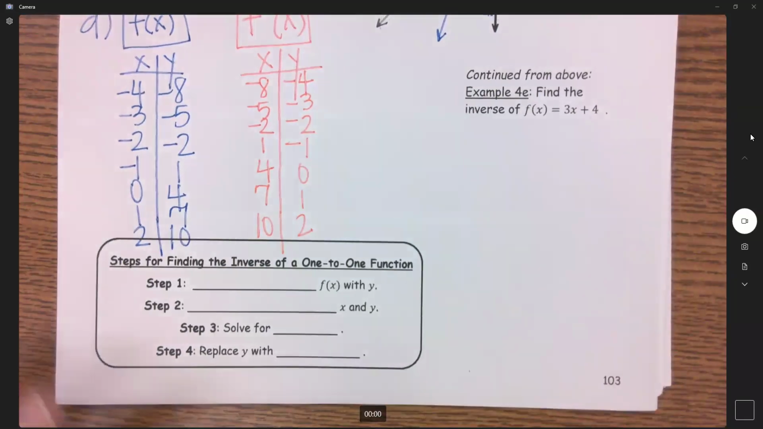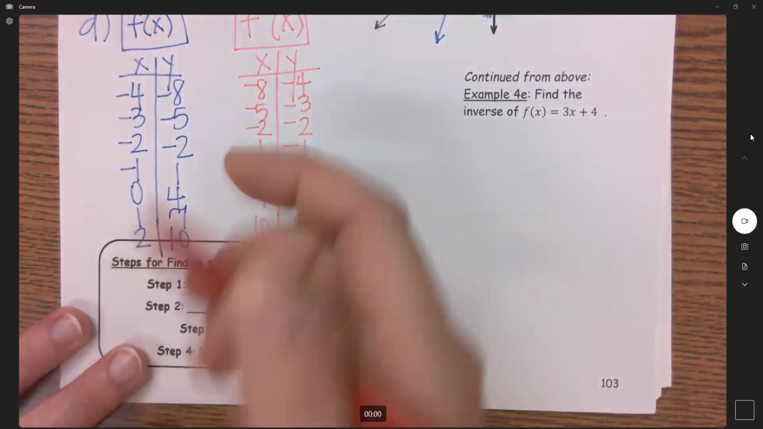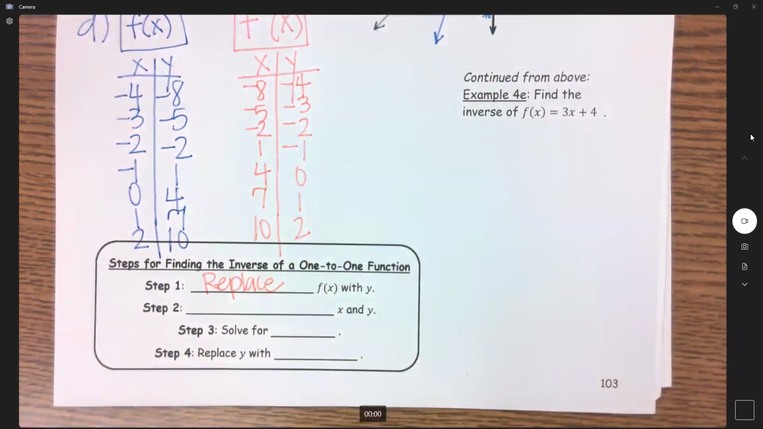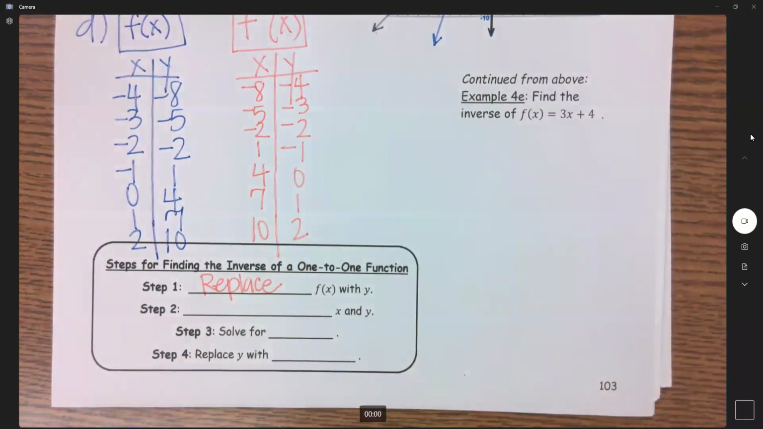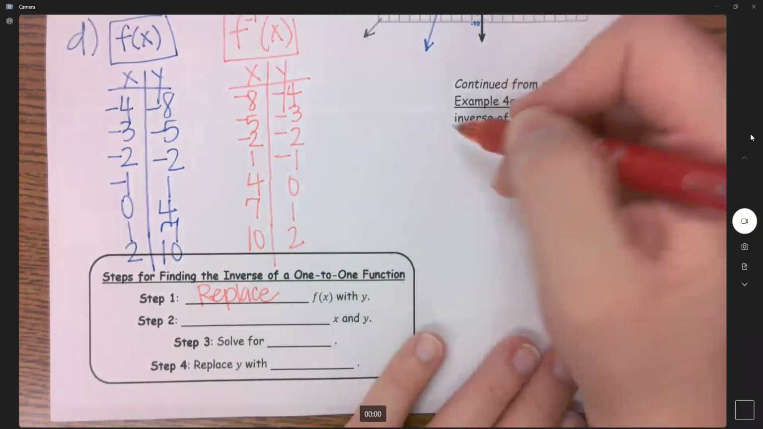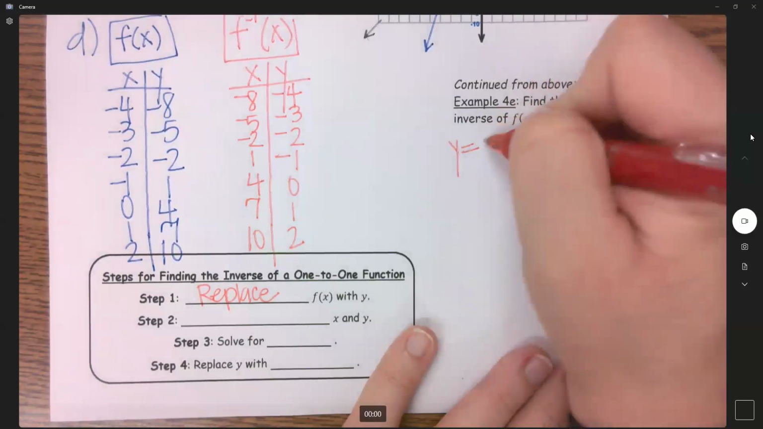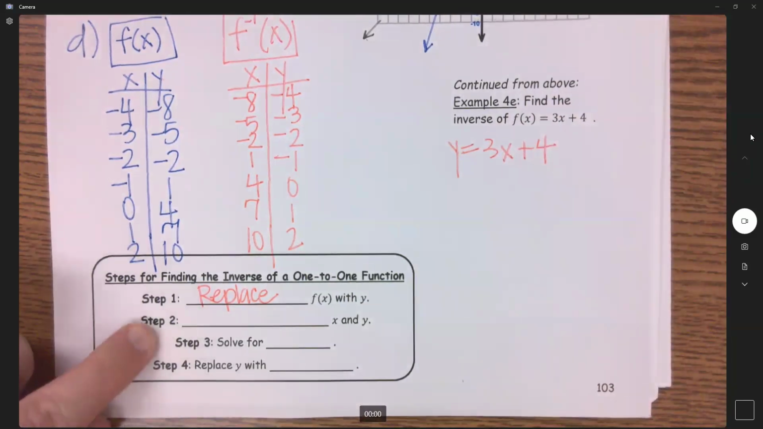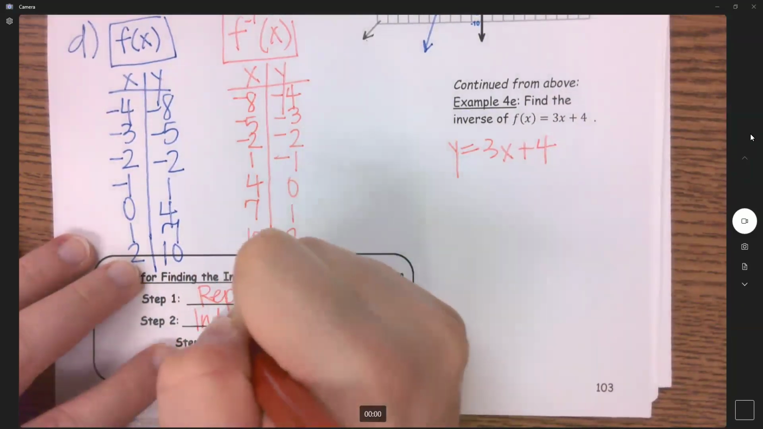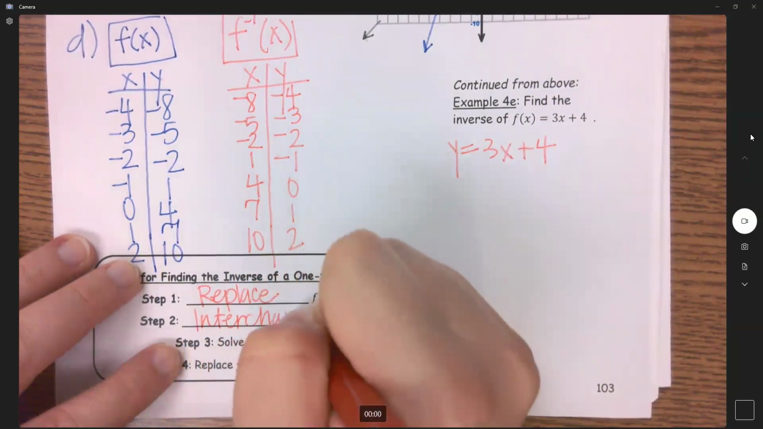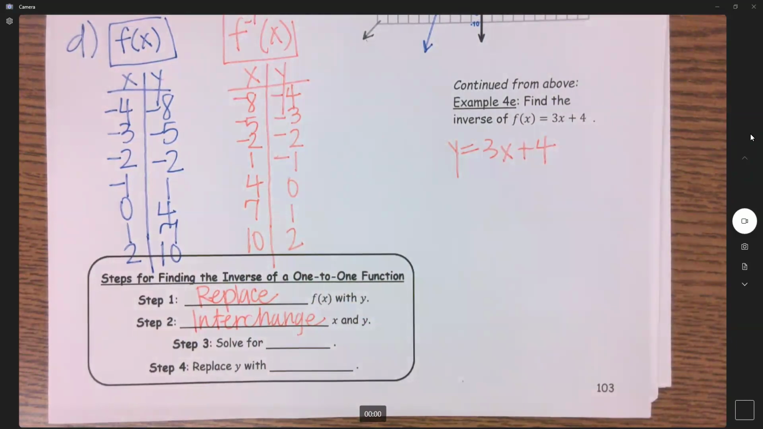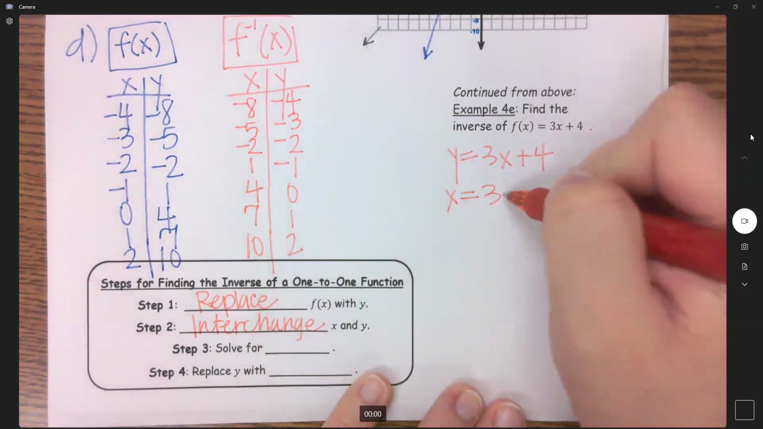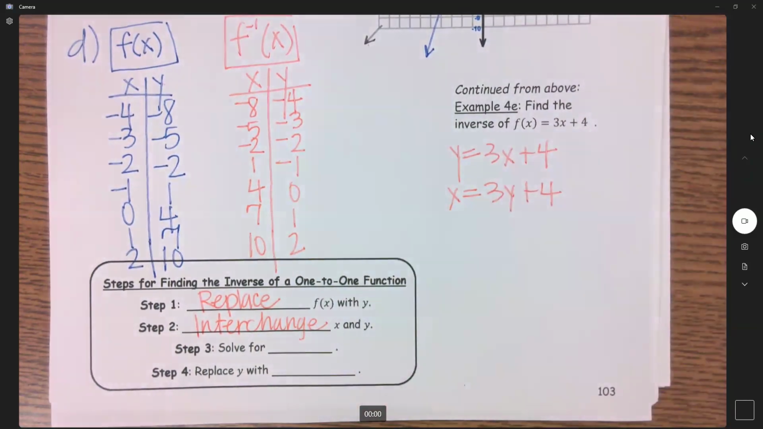And so to do this, we have 4 steps. The first thing I want to do is replace my f of x with y. So instead of f of x equals, I'm going to do y equals 3x plus 4. Step 2 is interchange your x and y. So now where I see a y, it becomes an x. And where I see an x, it's going to become a y.